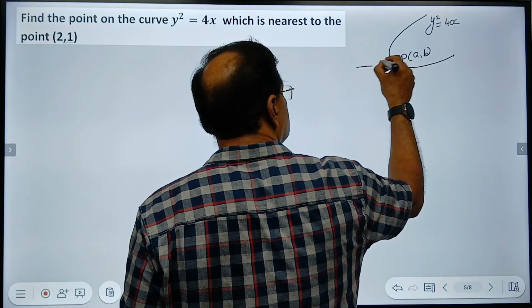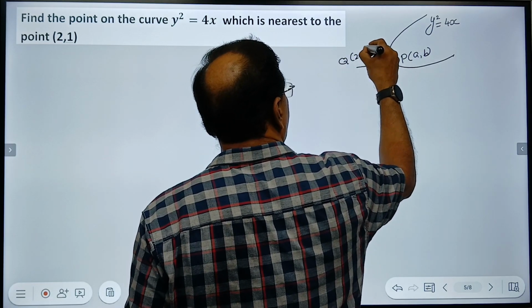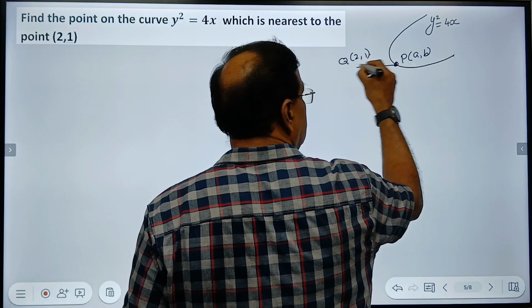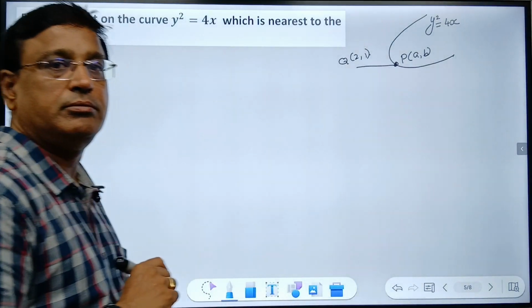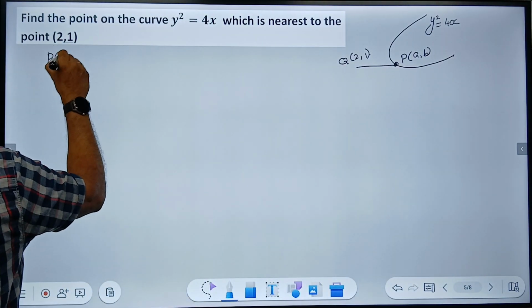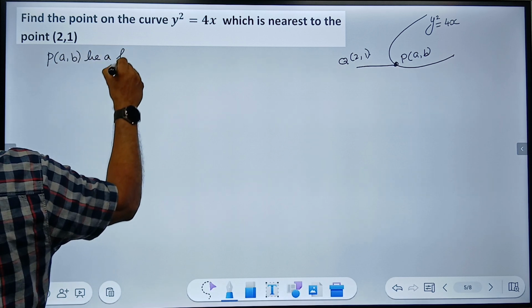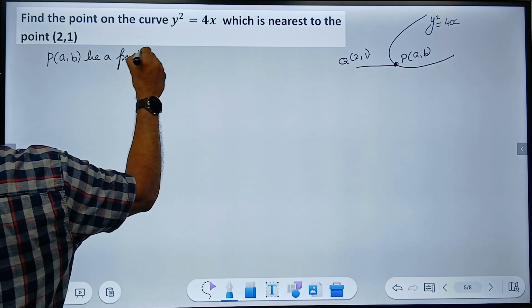Which is nearest to the point Q, which is (2, 1). So basically I want to minimize this distance PQ. Okay. So what I will do is, first of all, let P(a, b) be a point on the curve.